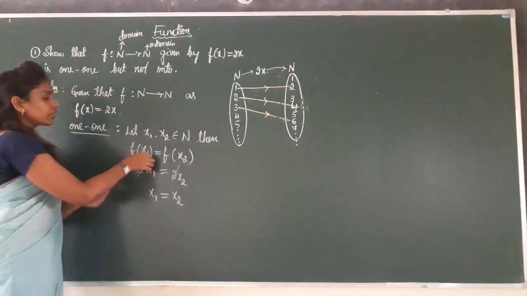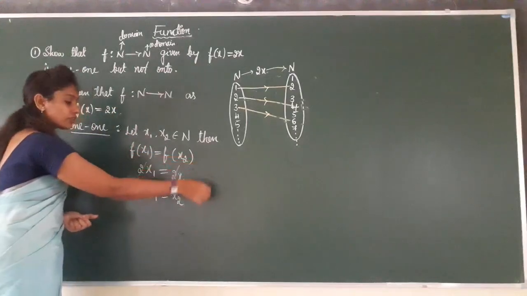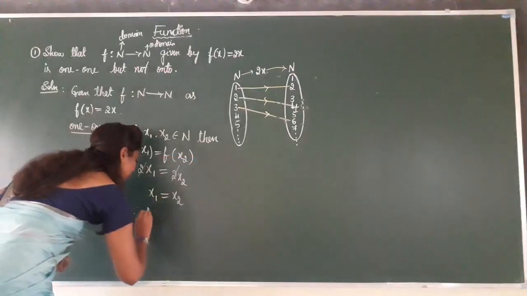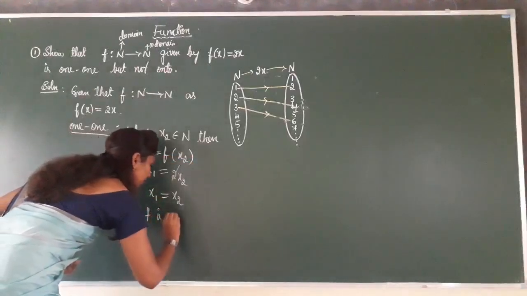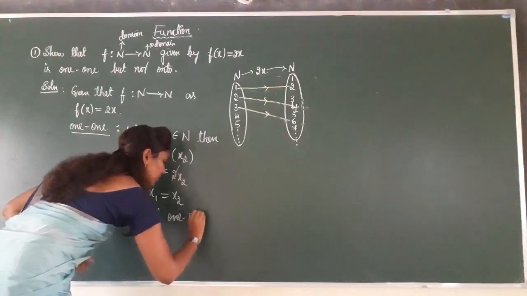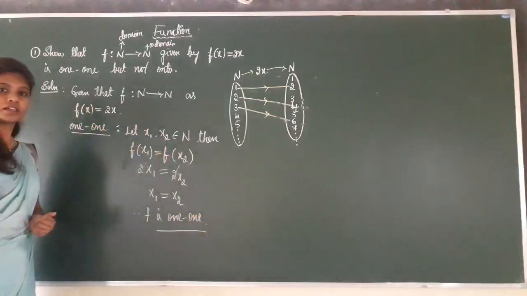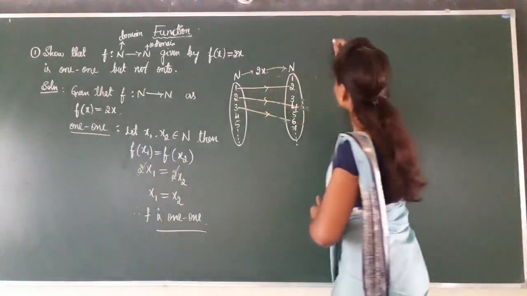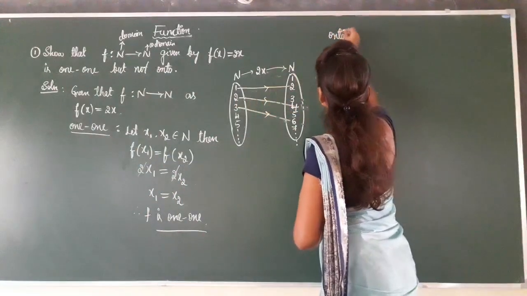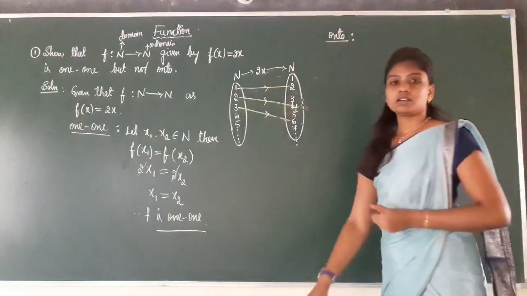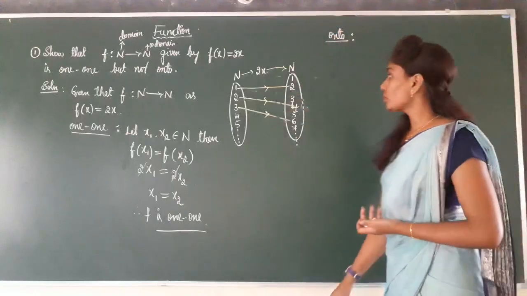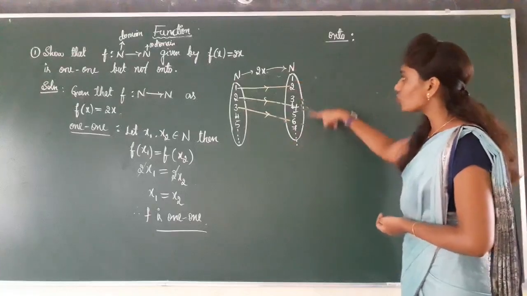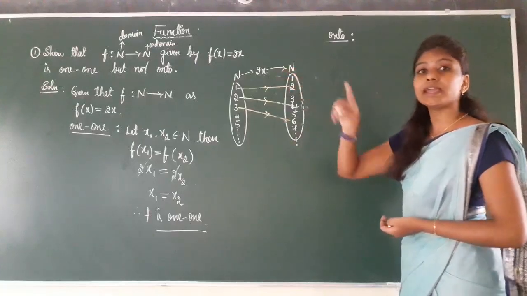First we have to take f of x1 is equal to f of x2. Then we prove x1 is equal to x2. Therefore the given function f is 1-1. F is a 1-1 function. Clear? Now move on to the onto function. Observe here. For proving onto, consider any element in the codomain set which is not an image.